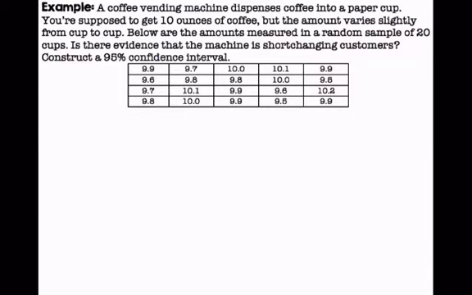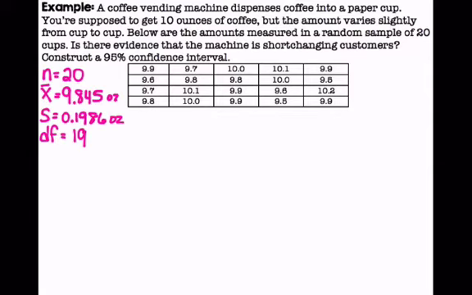So they gave us all the data values. So I would go into my calculator, go to list 1, and put all 20 data values in. Then I could get all the information I need: my x-bar, my mean, and my standard deviation from that sample. So I would have n is 20, x-bar is 9.845 ounces, my standard deviation is 0.1986 ounces, and my degrees of freedom is 19 because it's 20 minus 1. So once I did all that, I have all those values.